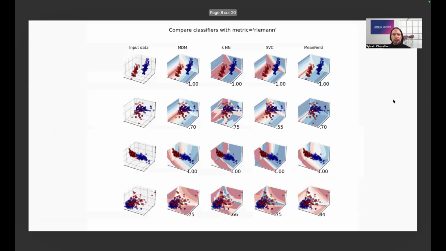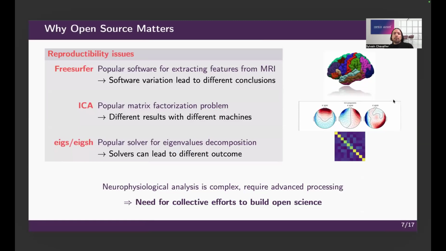So as you've seen, I'm quite fond of this kind of open source approaches where we could apply and show the result of very different type of algorithm for the signal of interest here, covariance matrices as a proxy for brain signal, because open source matters a lot in neuroscience and neurophysiological analysis.